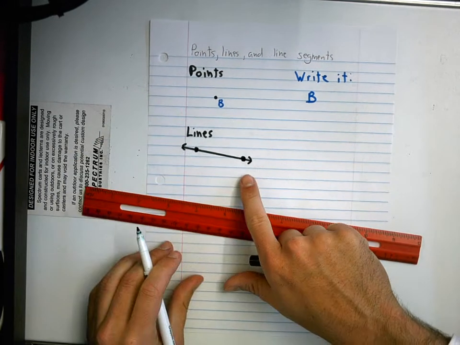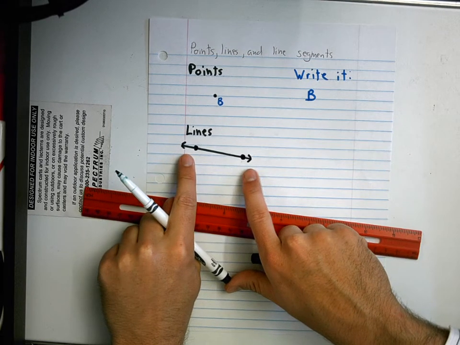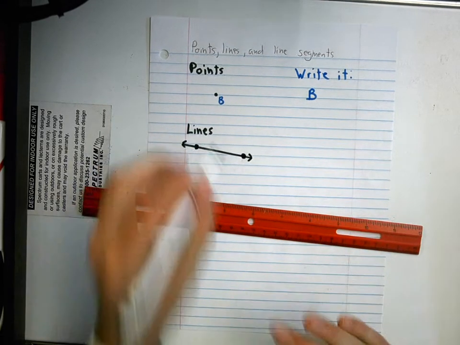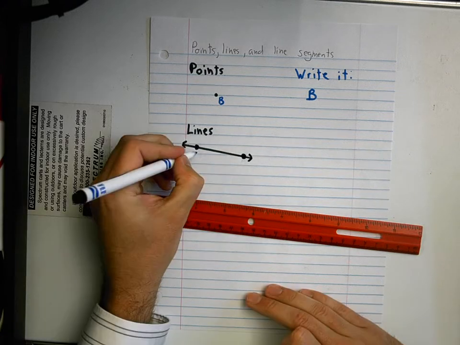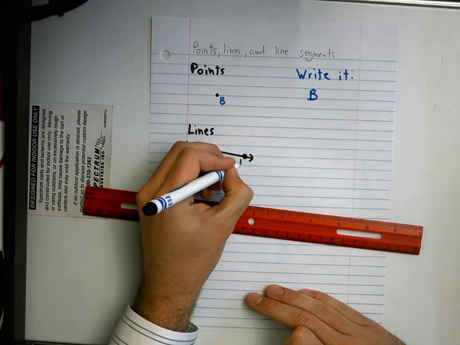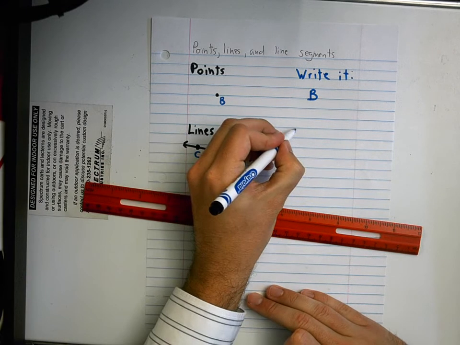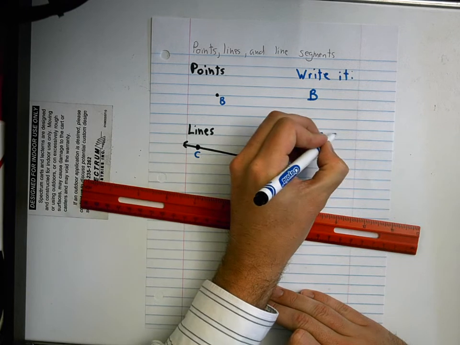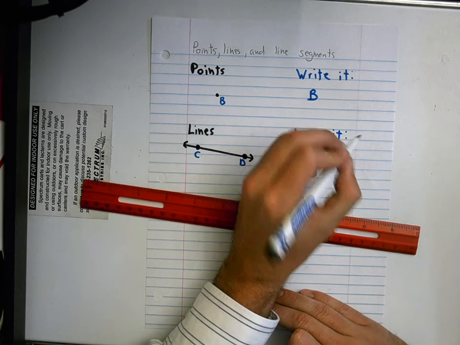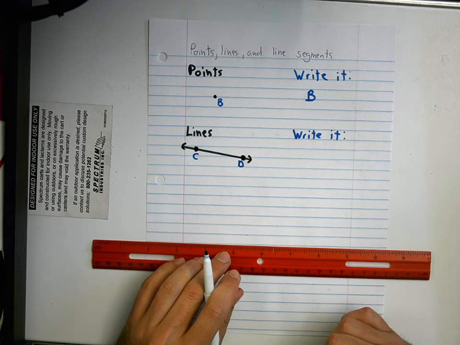These arrows here show that the lines keep on going. And I'm going to label my points. This is C. This is D. Now I'm going to write it. How do I write it? Oh, write it again. How do I write this line to show that it is in fact a line? How do I write it out?